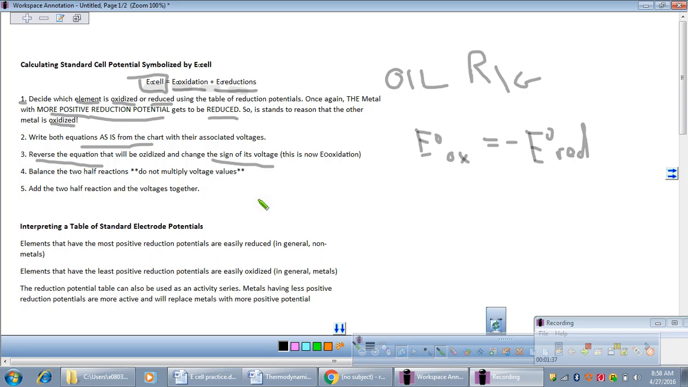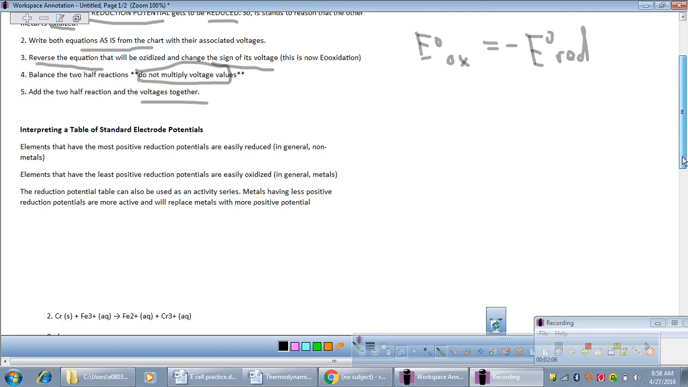All right, then you have to balance the two half reactions. Remember, the electrons transferred have to be balanced. So the electrons that are being put into the reduction half reaction have to equal the electrons coming out of the oxidation half reaction. Then you're going to add the two half reactions together and add the voltages together. Remember, we never multiply our voltages by the coefficient. Those voltage numbers do not change.